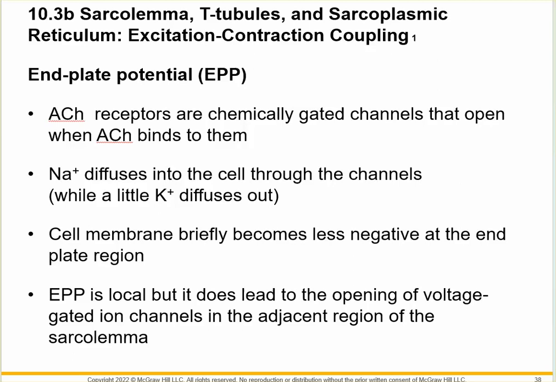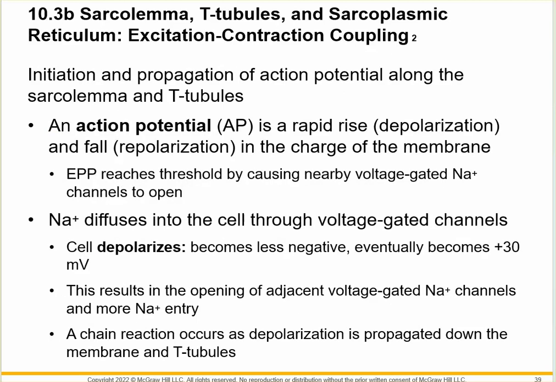So again, acetylcholine receptors are chemically gated channels. Sodium diffuses into the cell, which pushes potassium out. So briefly, the cell membrane becomes less negative, right? And causes the action potential to happen. Sodium comes in very quickly through the voltage-gated channels, and the chain reaction occurs.